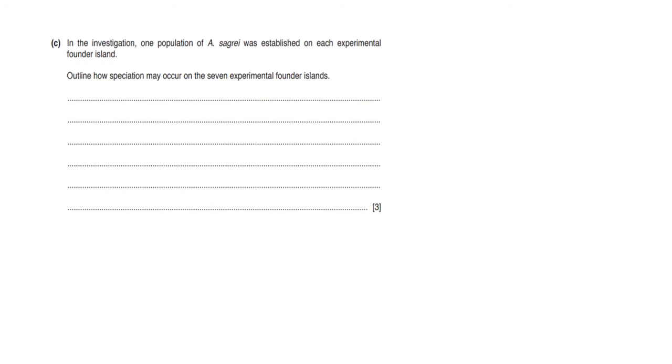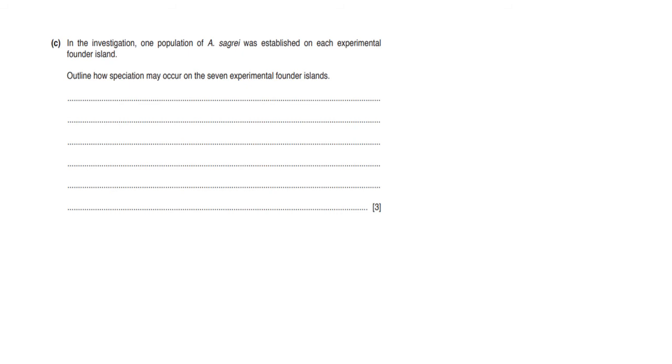Okay, and then on this question, it says, in the investigation, one population was established on each experimental island. Outline how speciation may occur on the 7 experimental founder islands. So again, when you think about what is going on here, we are dealing with a situation whereby 7 different pairs of lizards are being put on 7 different islands, and the hope is that they would establish a new population. Now, in this case, because they are separated by geography, that would be called allopatric speciation.